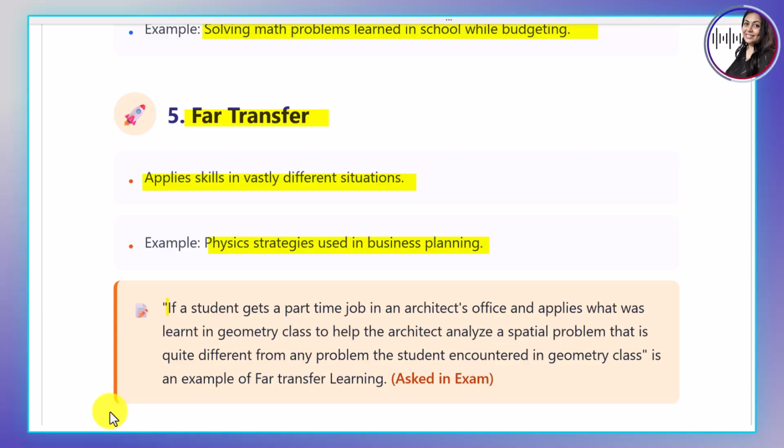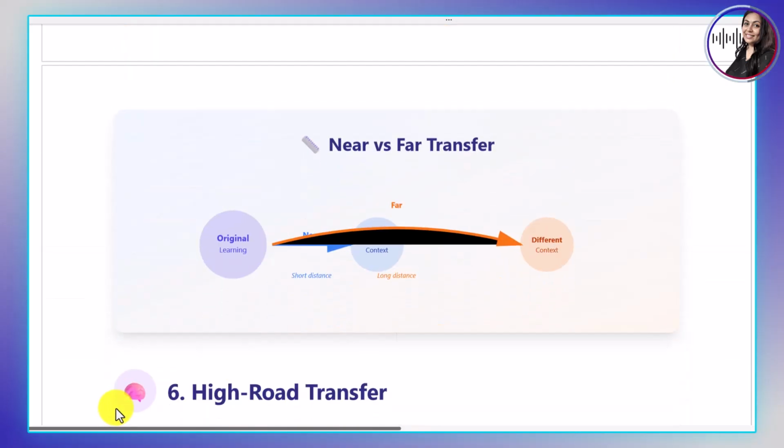From an exam point of view, a commonly asked example is when a student working part-time in an architect's office applies geometry knowledge to solve a spatial problem that is quite different from classroom problems. This scenario clearly represents far transfer of learning and has been asked in exams.